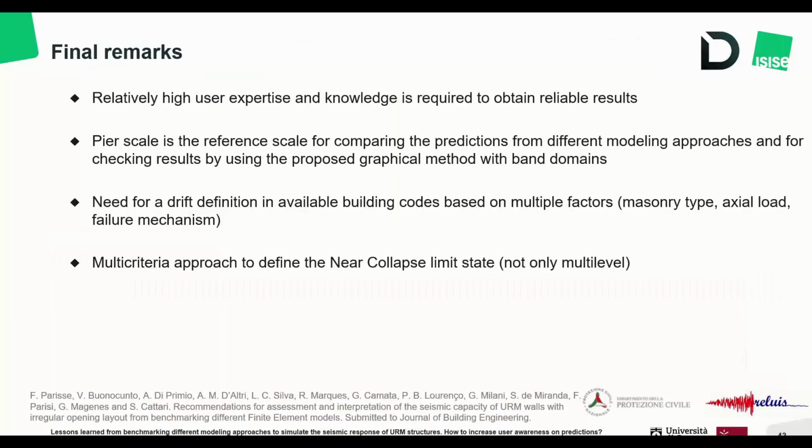Moving to the final remarks, we want to highlight that a high user expertise and knowledge is required to obtain reliable results. The pier scale is the reference scale for comparing the predictions from different modeling approaches, and also to check results after the analysis with the proposed graphical control method with band domains. We need a drift definition that considers not only the failure mechanism, but also other factors such as the axial load, masonry type, and so on. And we need a multi-criteria approach to define the near collapse limit state, so not only multi-level.